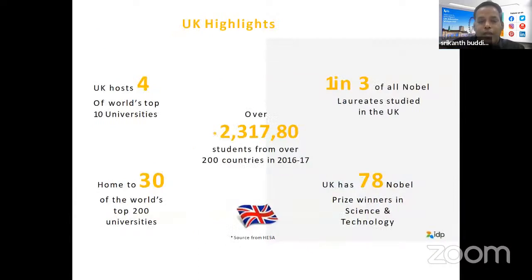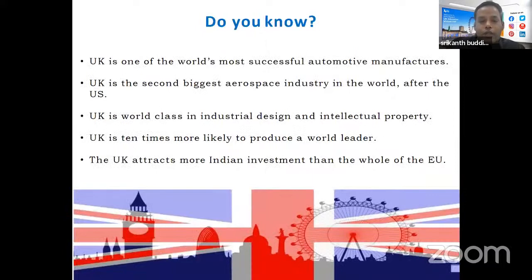So these are some UK highlights. The UK holds 4 of the world's top 10 universities, like Oxford, Cambridge, King's College, and is home to 30 of the world's top 200 universities. And the UK has 78 Nobel Prize winners in science and technology. Do you know the UK is one of the best automotive manufacturers? You can take Jaguar and Range Rover. They are exported to India. The UK has the second largest aerospace industry, and the UK has world-class interior design.